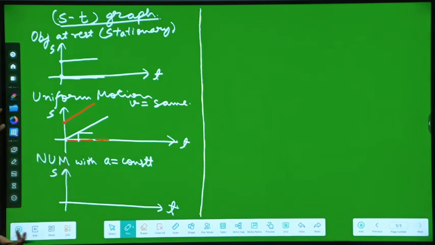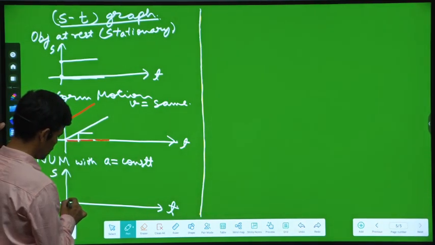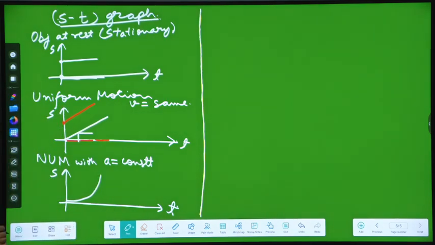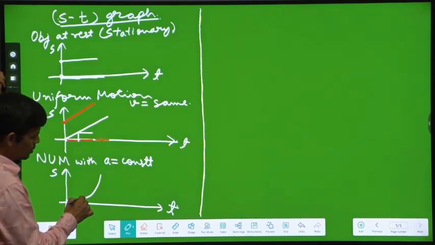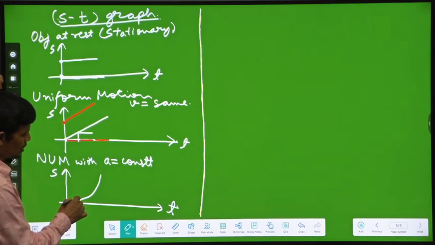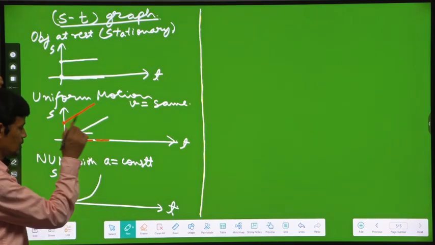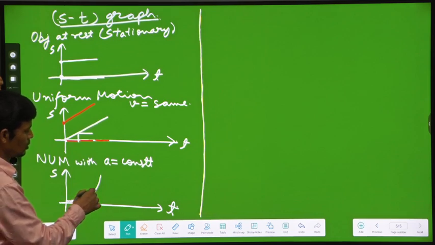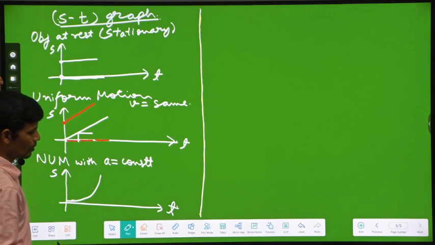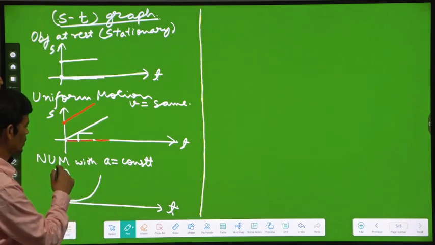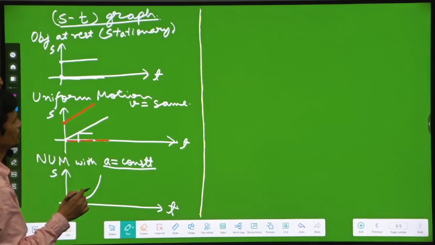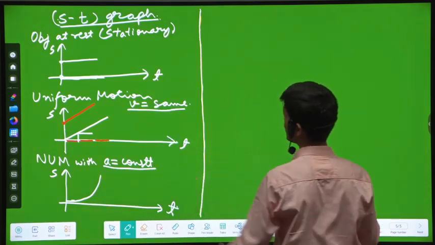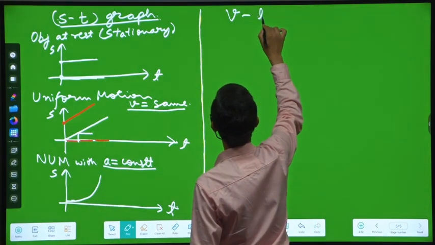So because of acceleration, the graph will look like this. What is happening here? Distance traveled in equal time intervals is increasing suddenly. First it was going slow, then it is going very rapidly. So this is when there is accelerated motion. Just remember these. Now as we have ST graph, so also we have VT graph, velocity time graph.